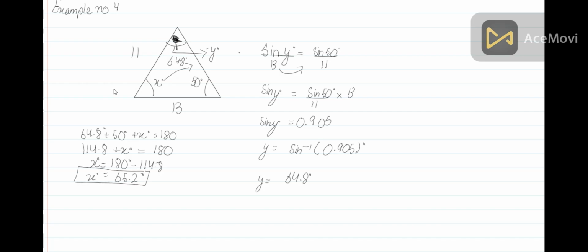So that's it for the sine rule, and we have only two topics remaining. After completing those two topics, then we will move towards the past paper questions.